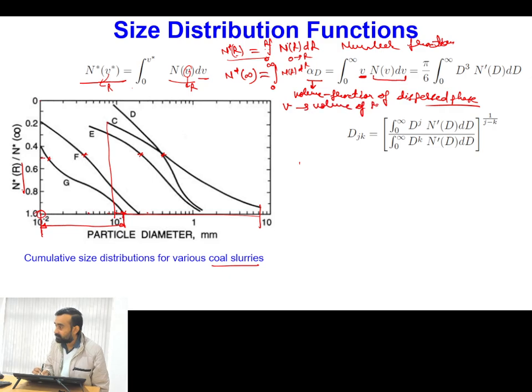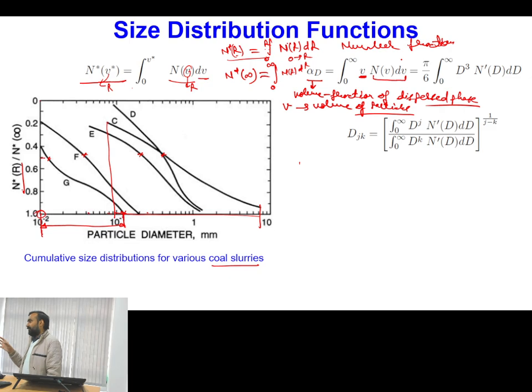Volume of particles. What will it give me? Number multiplied by volume. Total volume of particles present in the system. Okay. What is the total volume of particles present in the system? If I take the overall system volume as unit volume, it will be the volume fraction. Is this point clear?